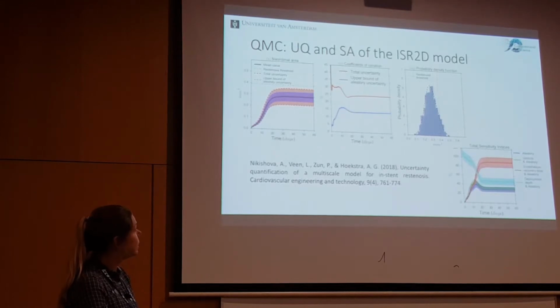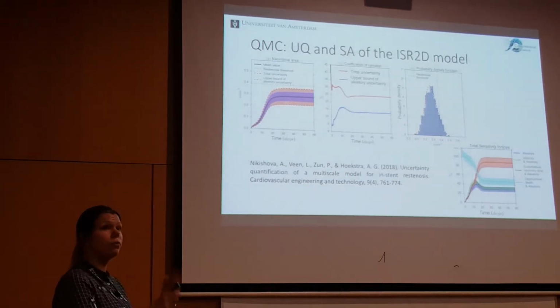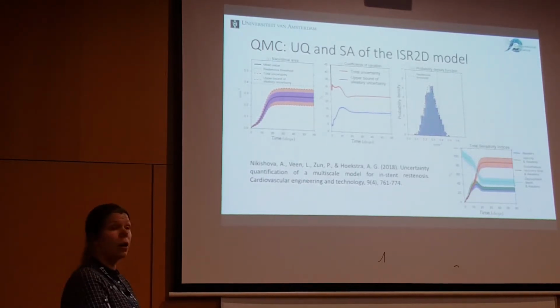We also plotted the probability density function at the last time step, and what we saw is that stenosis cases arise in around 10% of the cases, which is very close to the physical measurements.